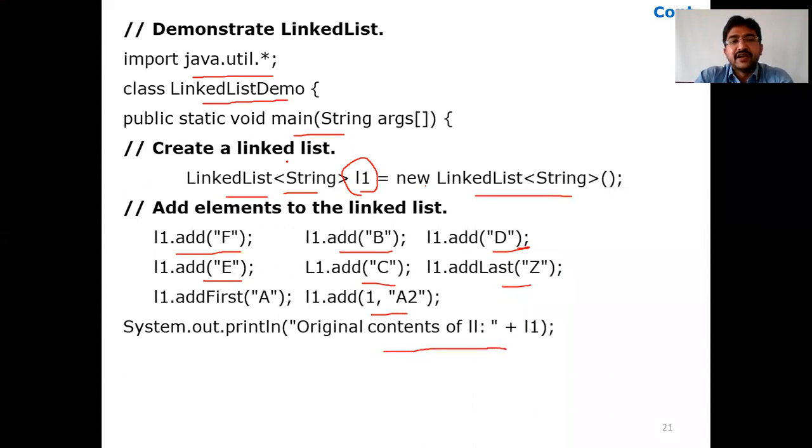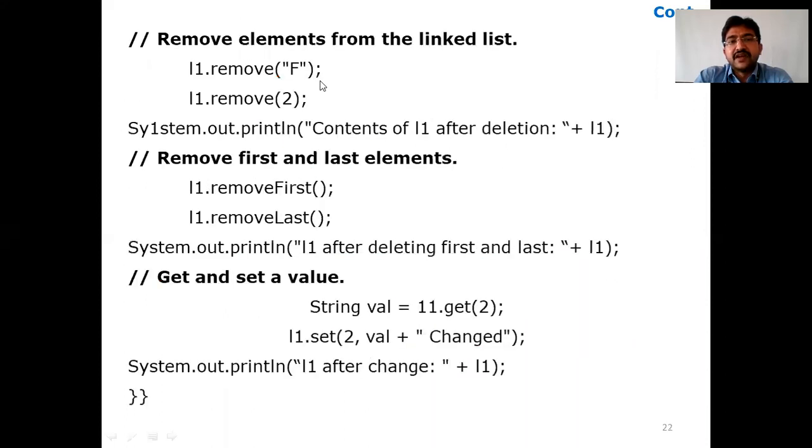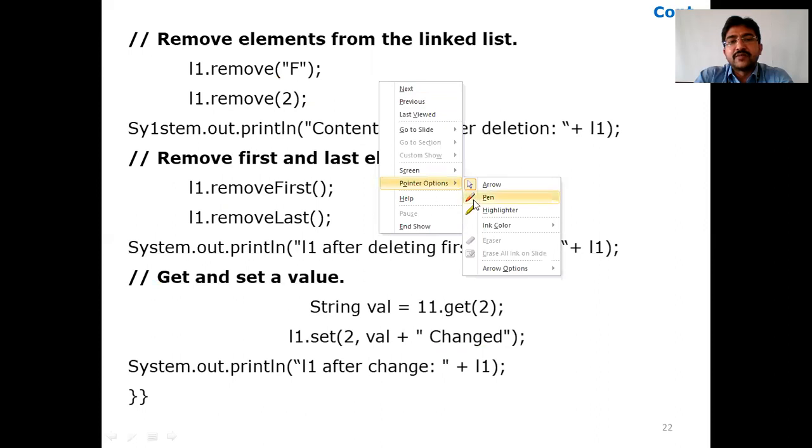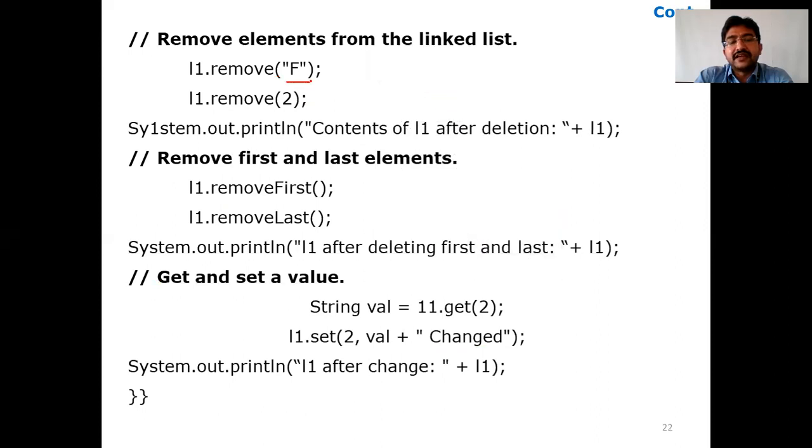So what we are doing here: we are creating a list, adding elements to the list, and displaying it. If you want to remove elements, we can remove directly, since we know the element, or with the help of the index. After removing, the remaining elements can be displayed here. To remove the first and last element, we just use removeFirst and removeLast. After removing them, we display the list.